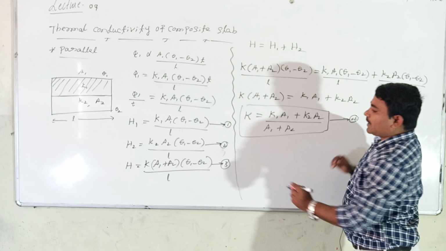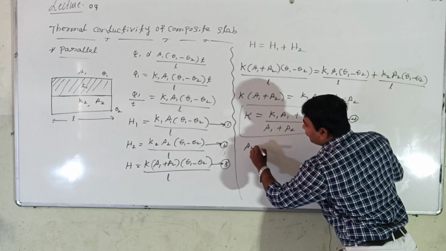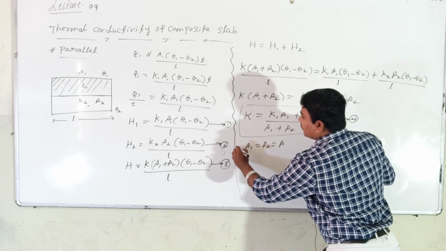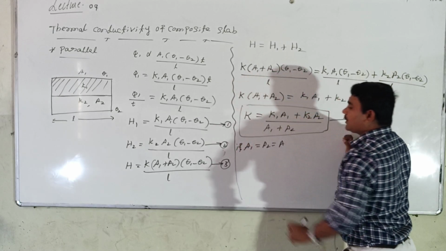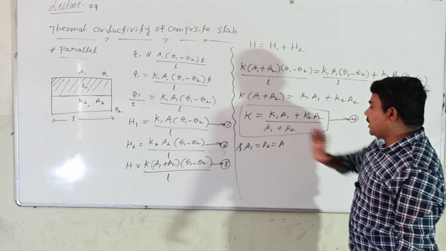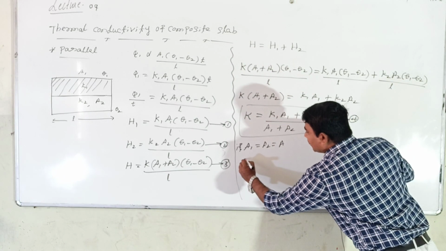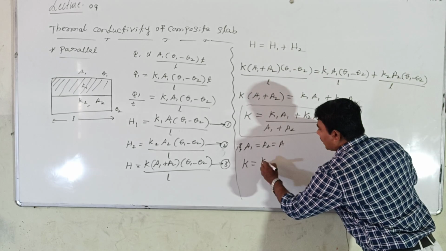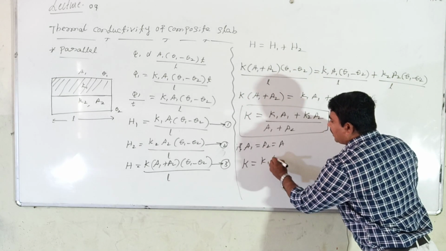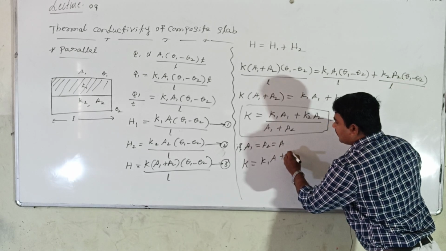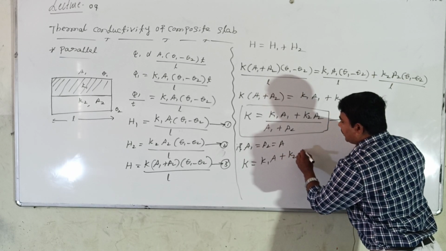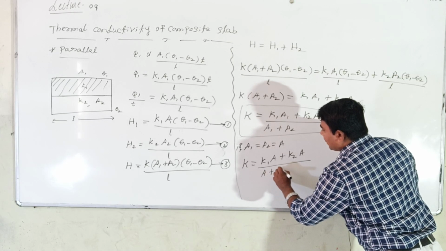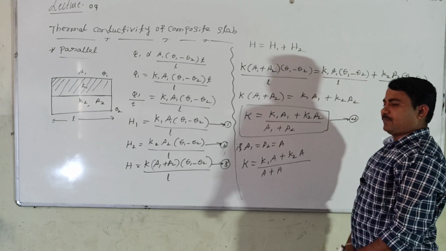See here, if the rods having different areas now have the same area, if A1 equal to A2 equal to A, then what about the equivalent thermal conductivity? K equal to K1, keep it the same, now A1 equal to A2 can be replaced by A. K2 stays K2, A2 is replaced by A, whole divided by how much? A1 is replaced by A, A2 is replaced by A.